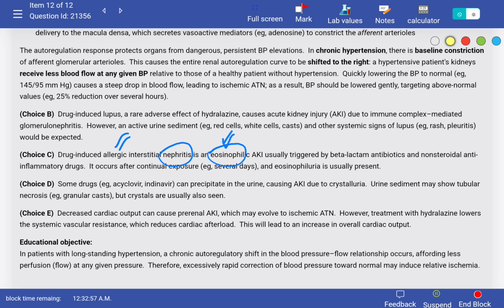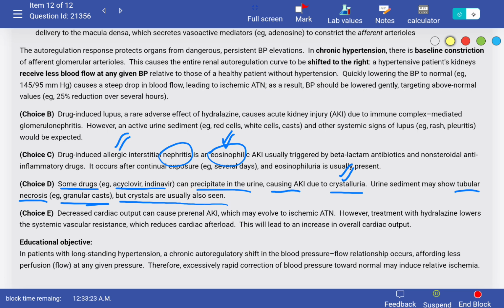Why not option D? Some drugs like acyclovir and entecavir can precipitate in the urine, causing acute kidney injury due to crystalluria. This is important. Urine sediment may show tubular necrosis, granular casts, but crystals are usually also seen.